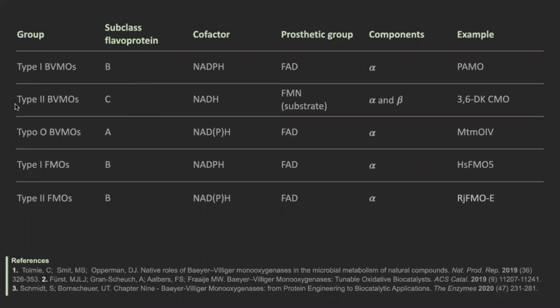Then we have other types of Baeyer-Villiger monooxygenases. Interestingly, some, for example, are FMOs, so flavin monooxygenases, which are also capable of catalyzing the Baeyer-Villiger reaction, like, for example, the human FMO5. And then we also have type 2 FMOs that can catalyze this reaction. In this case, it's quite interesting because, to a certain degree, they can also accept NADH instead of NADPH, which is quite a costly cofactor.